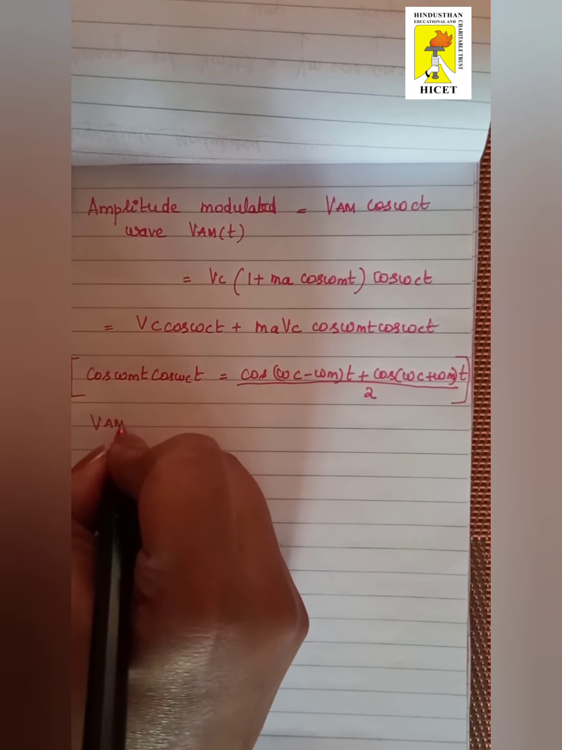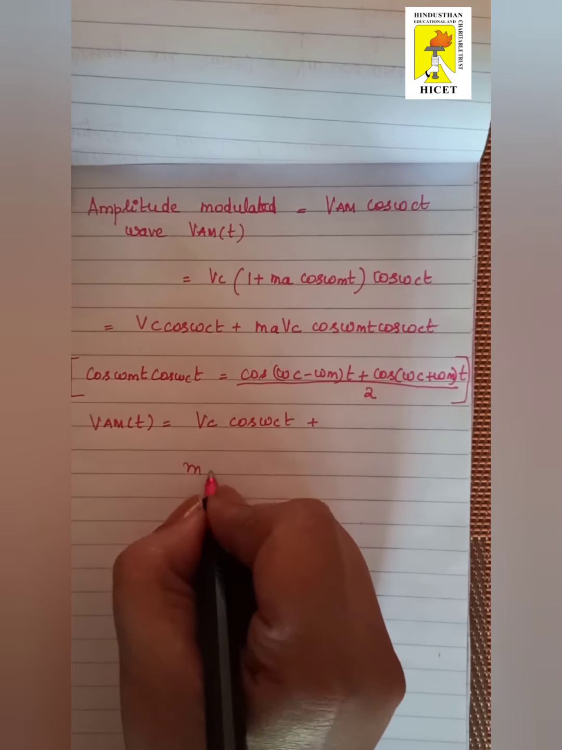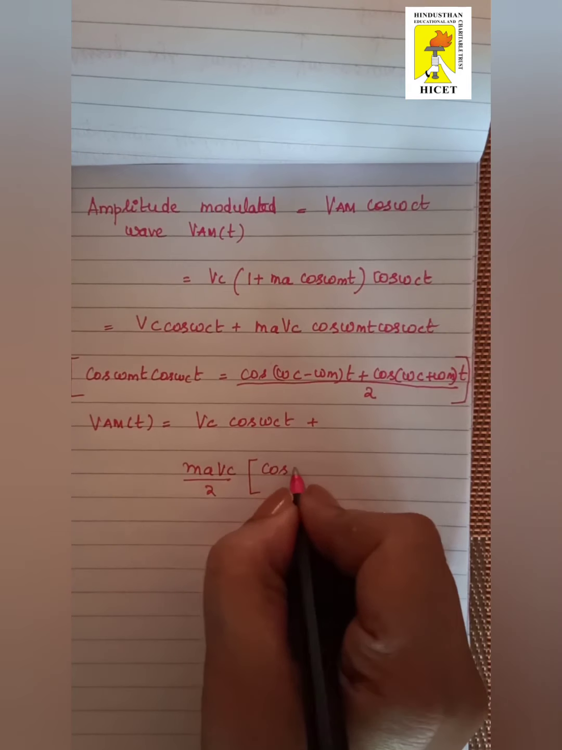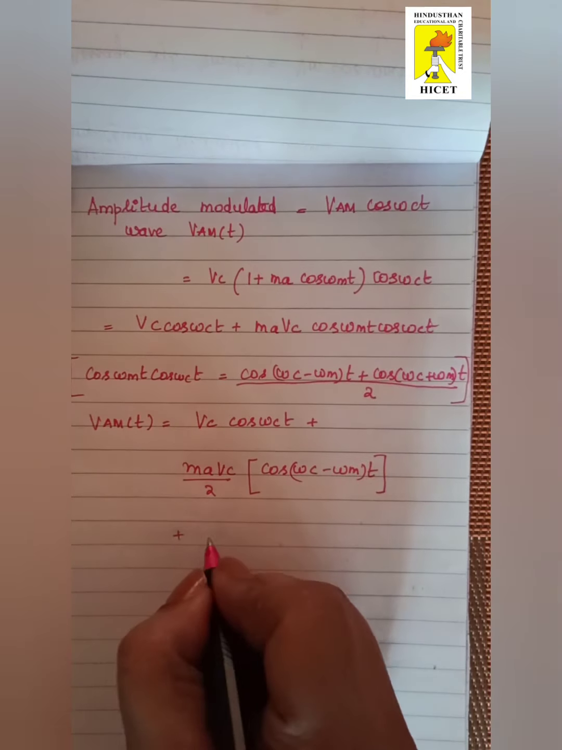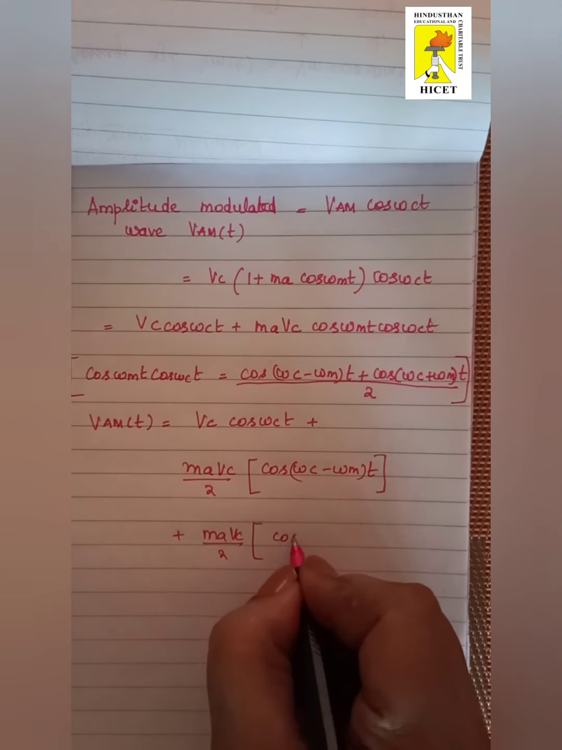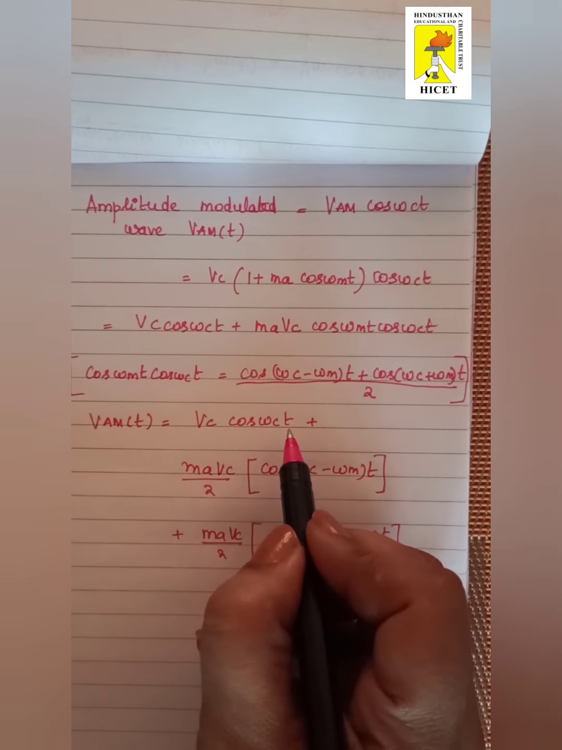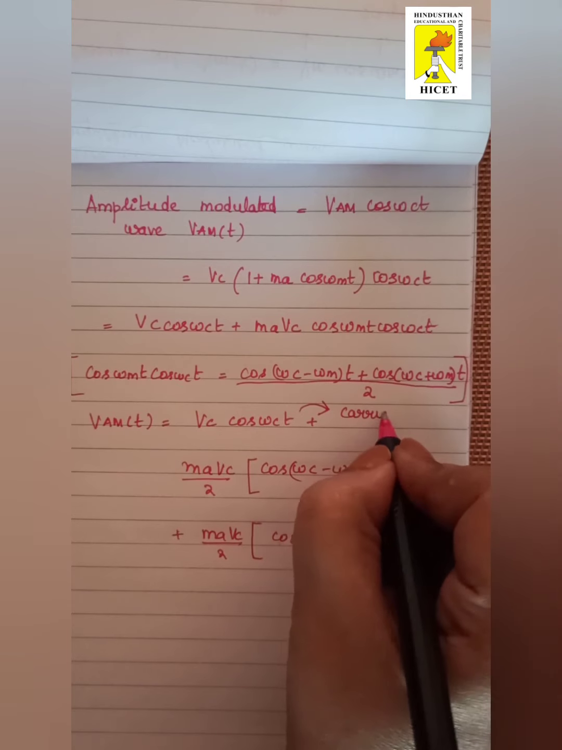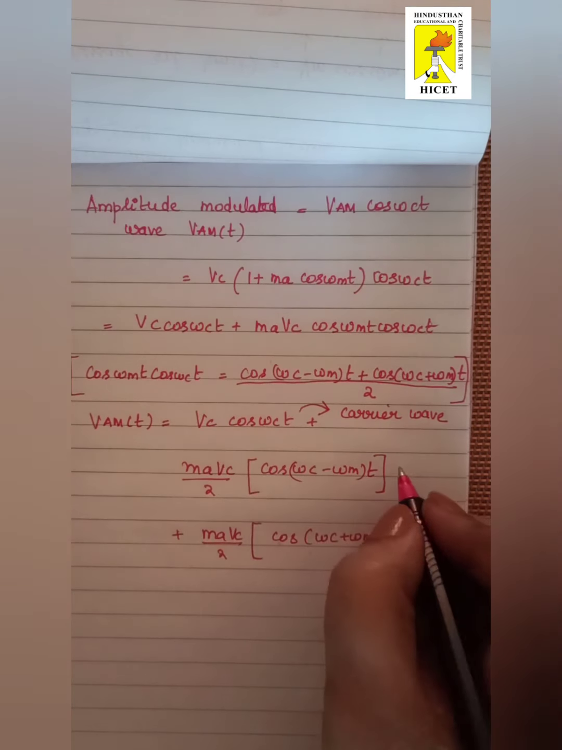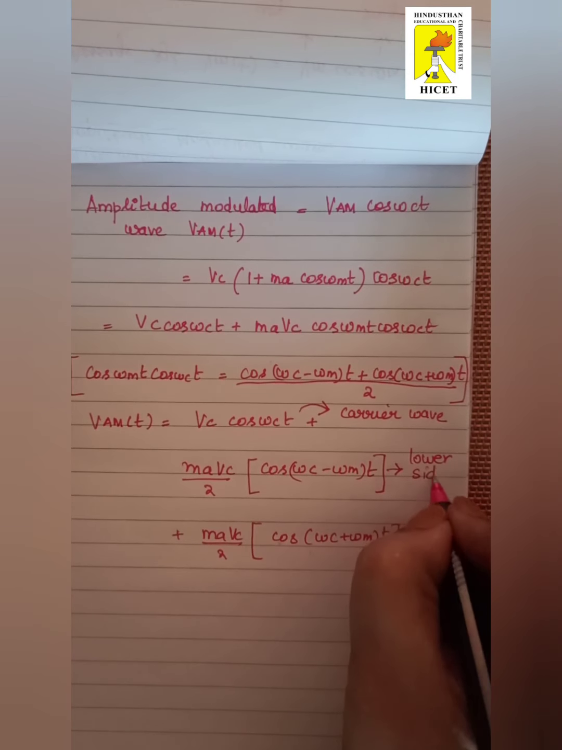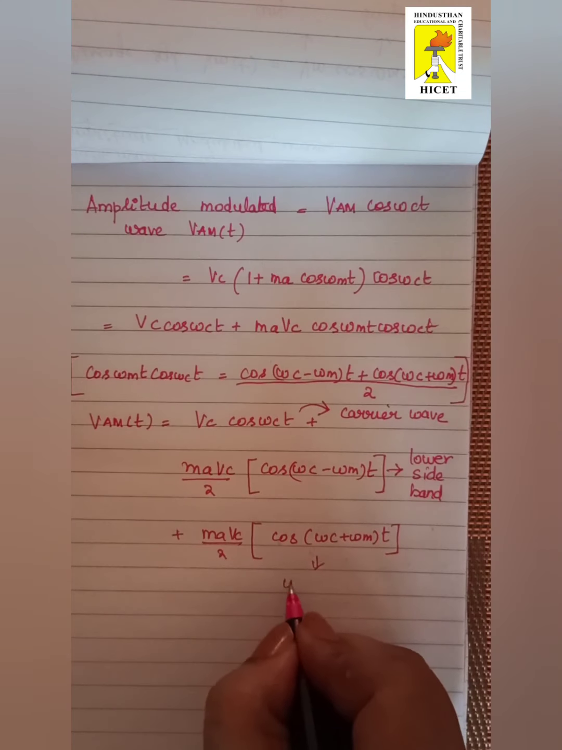So we can write Vam of t equal to Vc cos omega ct plus Ma Vc by 2 into cos omega c minus omega m of t, plus Ma Vc by 2 into cos omega c plus omega m of t, where Vc cos omega ct represents the carrier wave, Ma Vc by 2 into cos omega c minus omega m of t represents the lower sideband, and Ma Vc by 2 into cos omega c plus omega m of t represents the upper sideband.